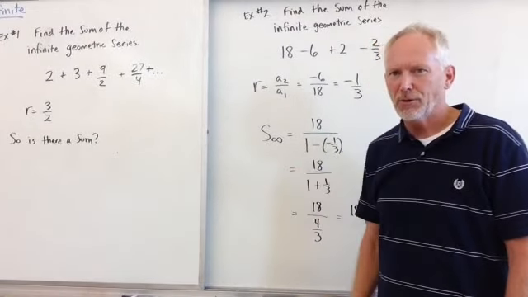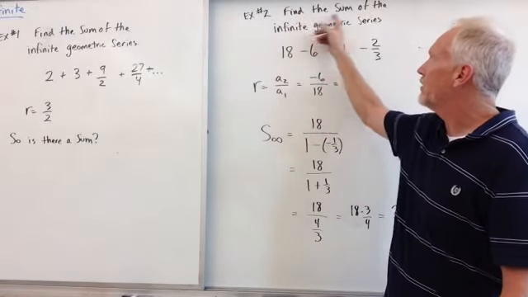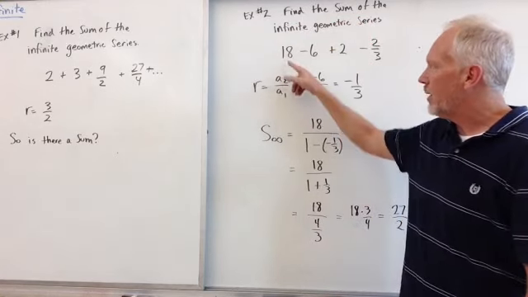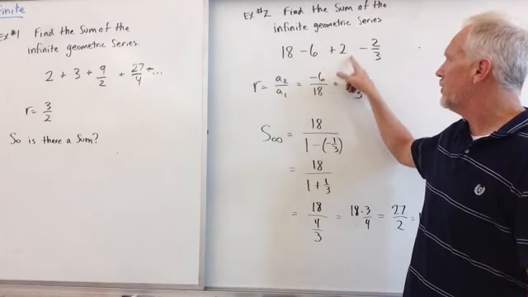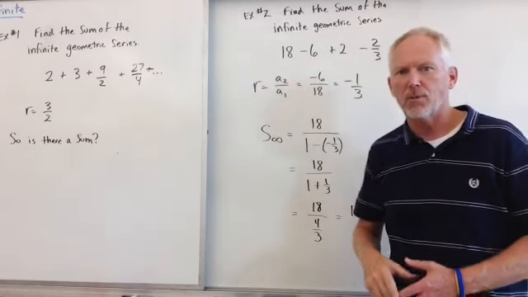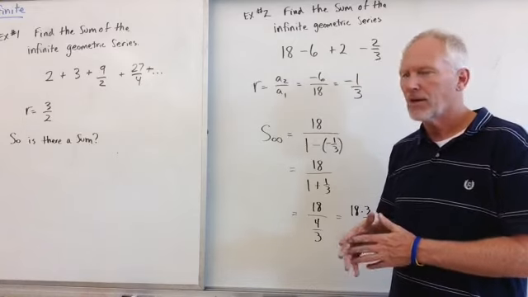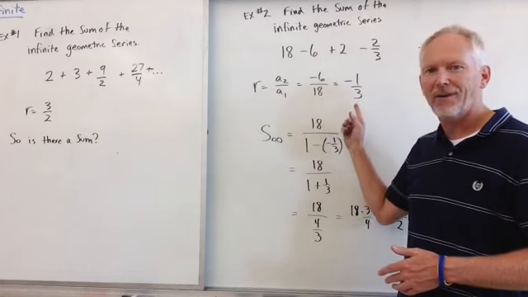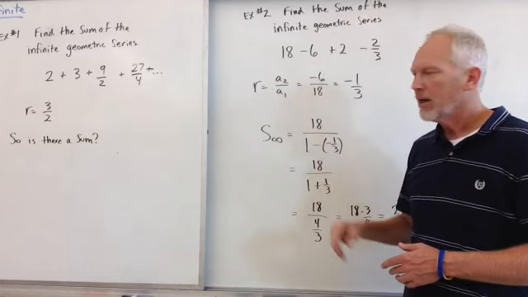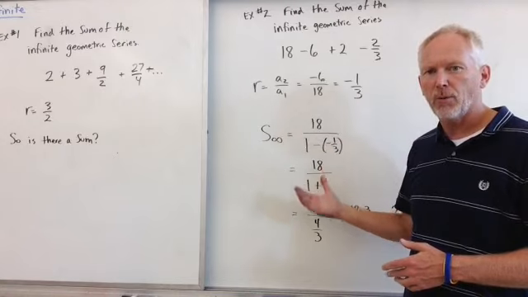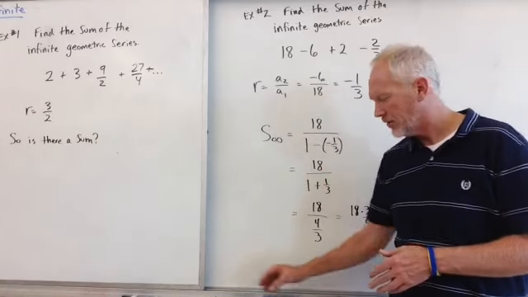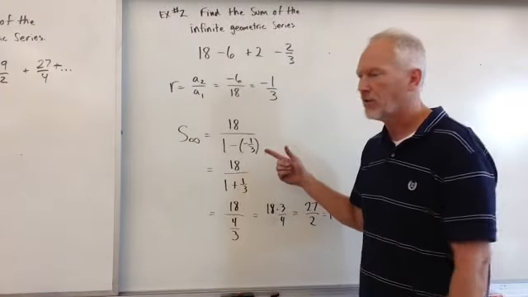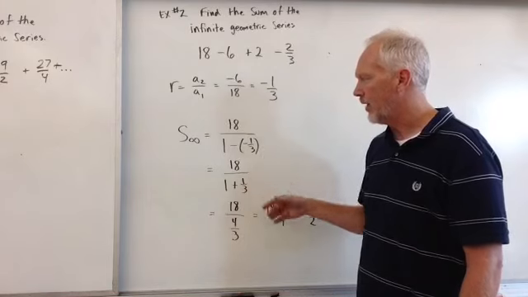Then we can look at example number 2, which says, find the sum of the infinite geometric series. This time we get 18 minus 6 plus 2 minus 2/3. These are the numbers we come up with for our series. Our r value, a sub 2 divided by a sub 1, gives us an r value of -1/3. So we can plug this into the formula because now our r meets the constraints, and we can see if we can find a sum.